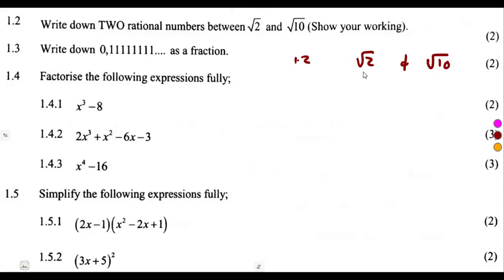Why? Because you have a square root. If it was a cube root, you would look for perfect cubes. But in this case, you look for what? Perfect squares.